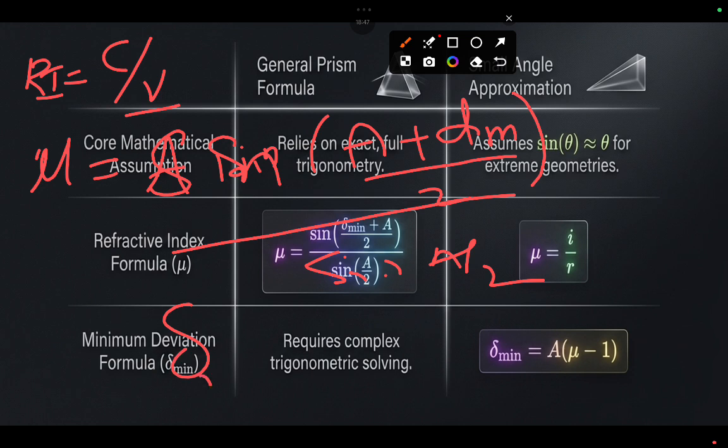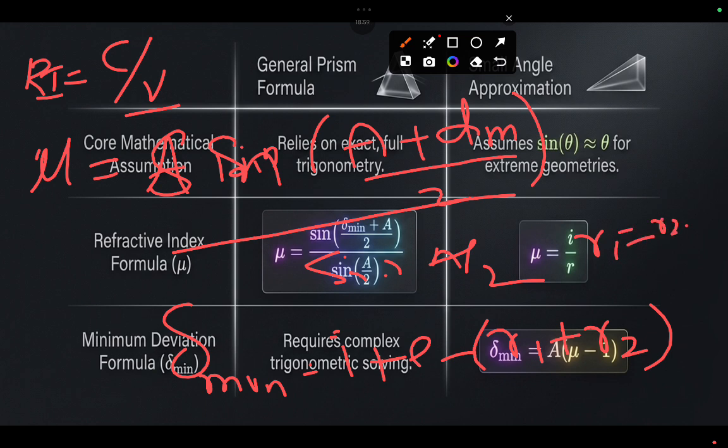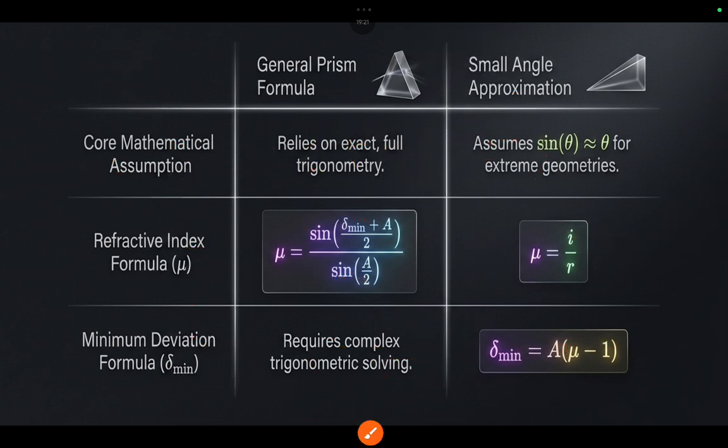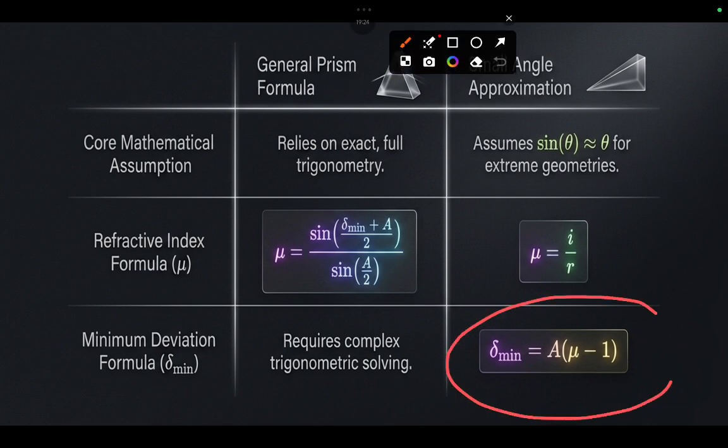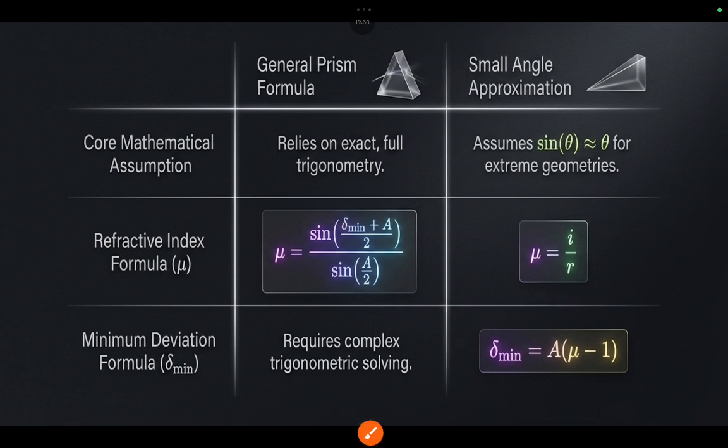Then the minimum deviation formula: delta minimum equal to i plus e minus (R1 plus R2). At the condition of minimum deviation, R1 equal to R2, equal to r, so that i plus e minus 2r. But this 2r is equal to A, so i plus e minus A. This is all about the minimum deviation. Then minimum deviation in terms of A and the refractive index is the formula.